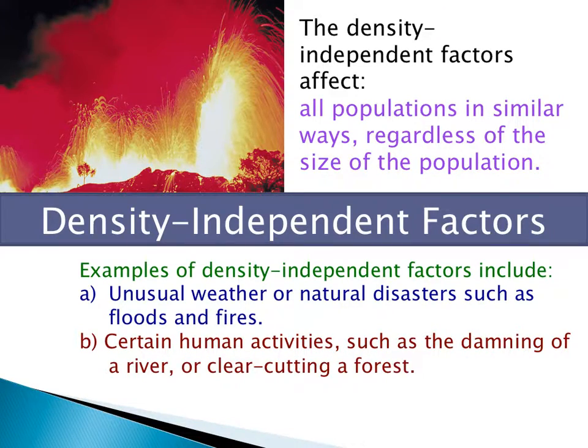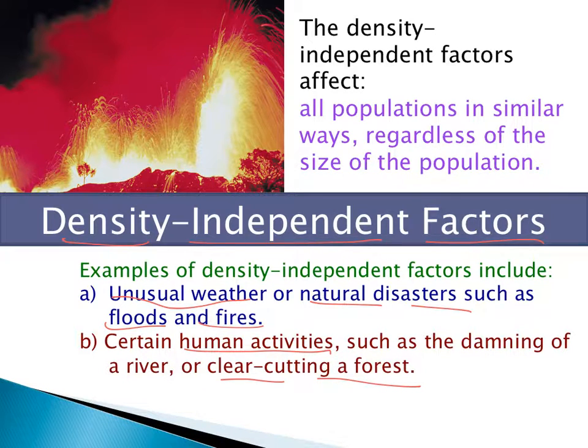The second and last type of limiting factor are what we call density independent factors, and this simply means that the limiting factor happens from outside the actual population that's being affected. Examples of this include unusual weather, natural disasters such as floods and fires. It includes human activities such as the damming of a river and the clear cutting of a forest.